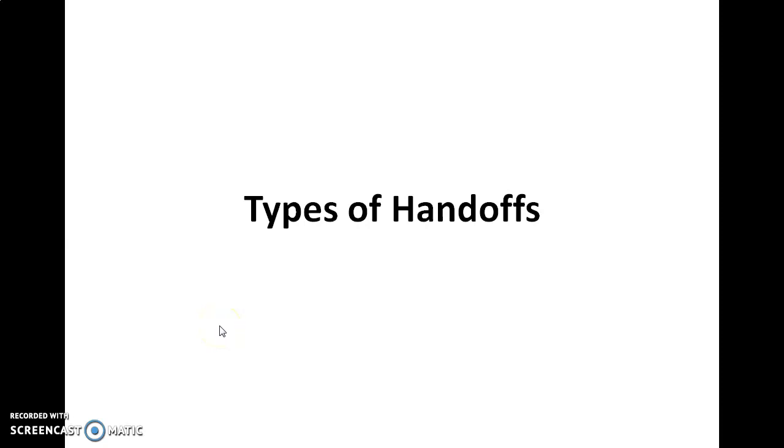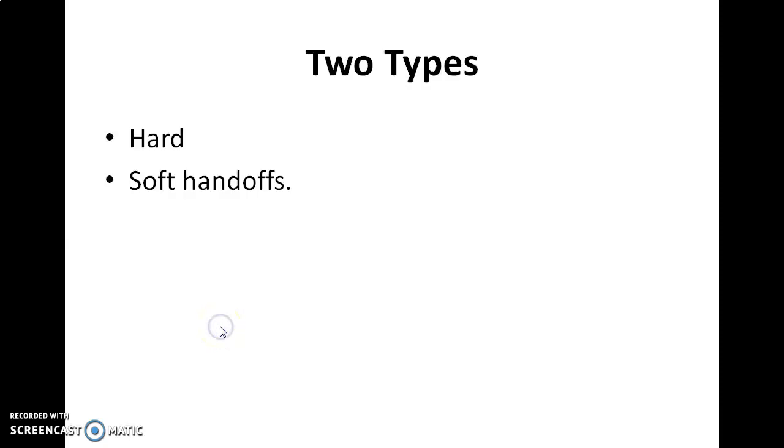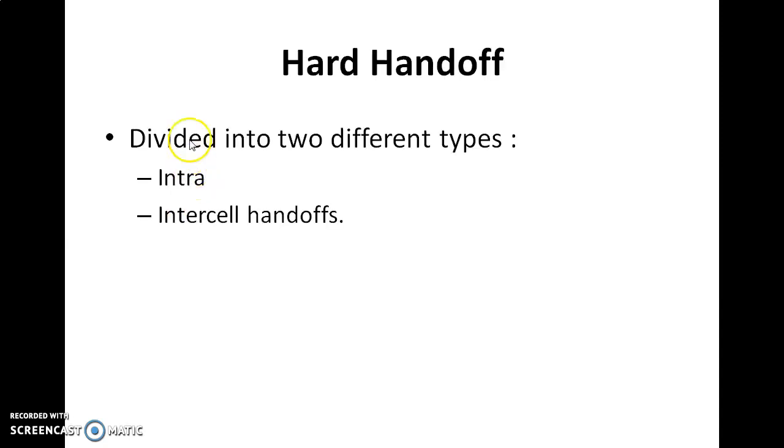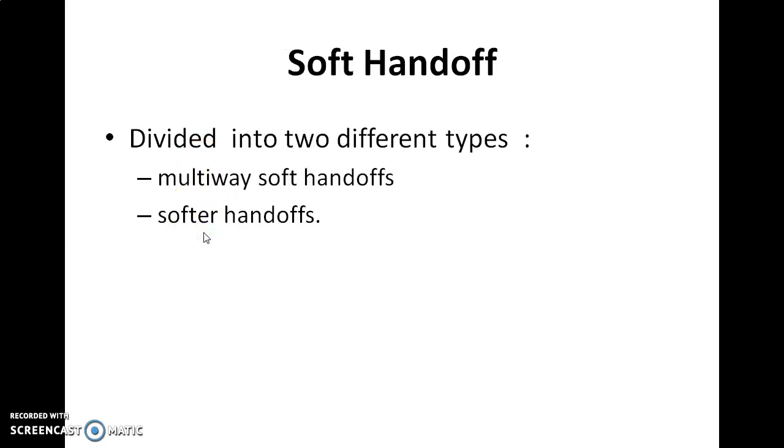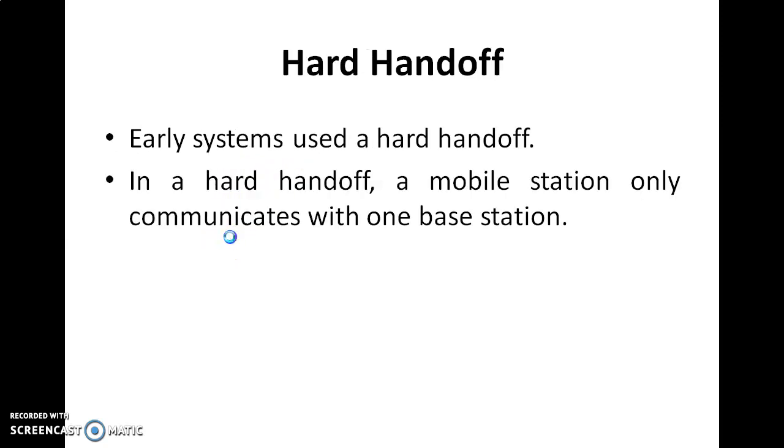In this video, we are going to see about types of handoffs. Generally there are two types of handoffs: one is hard handoff, the other is soft handoff. Hard handoff is again divided into two: intracell handoff and intercell handoff. Soft handoff is again divided into two: multi-way soft handoff and softer handoff.